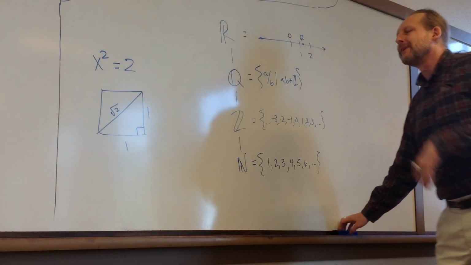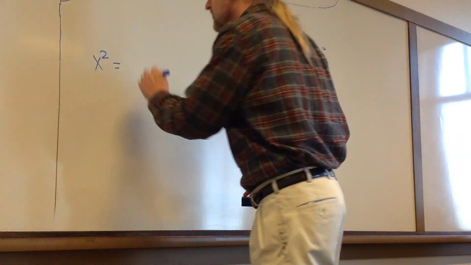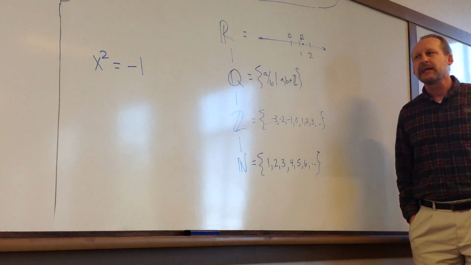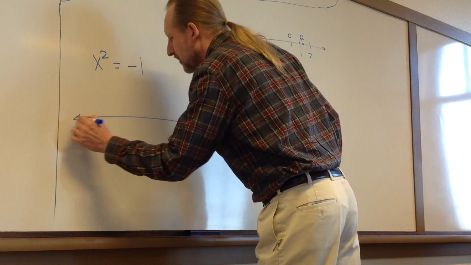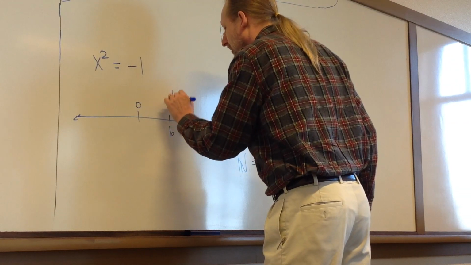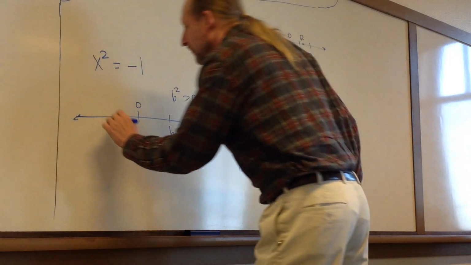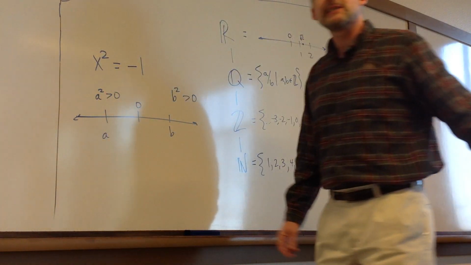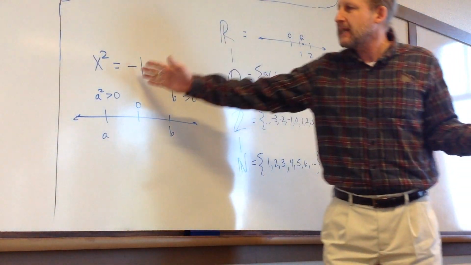Okay, so what are the complex numbers? Well, the complex numbers come from this problem right here: x² = -1. What's the problem here? The problem is that if we take a positive number and square it, we get a positive number. If we take a negative number and square it, we also get a positive number. So what kind of number can we square and get a negative answer?